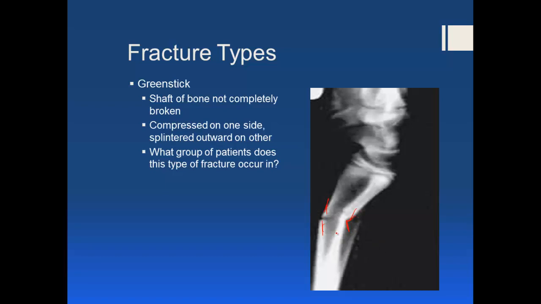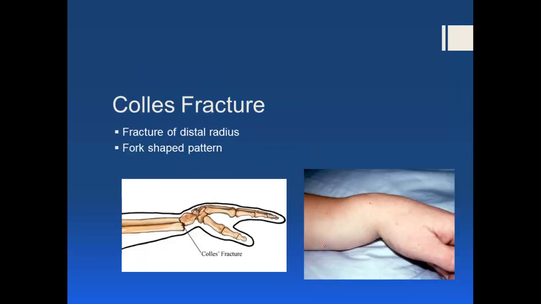So think about it. Which type of patient or which group of patients does this fracture occur in? Well, we call it a green stick fracture because it's relative to, think of young tree branches, the very young ones, very green. If you try and break one of those very green sticks, all it does is sort of splinter on one side and compress on the other. So this happens in kids. Young kids who haven't fully set their bones can get green stick fractures.